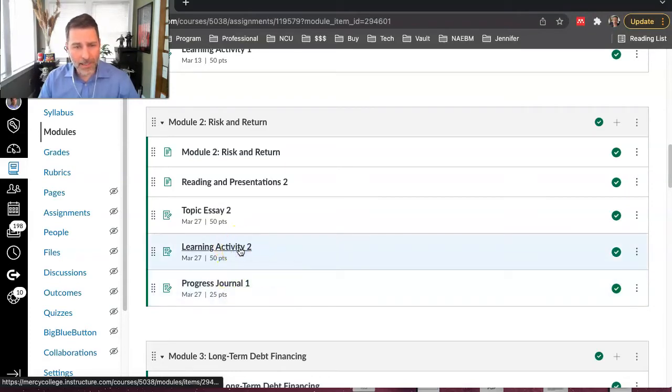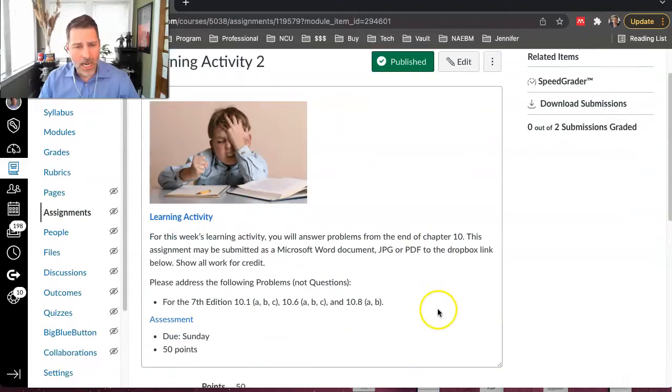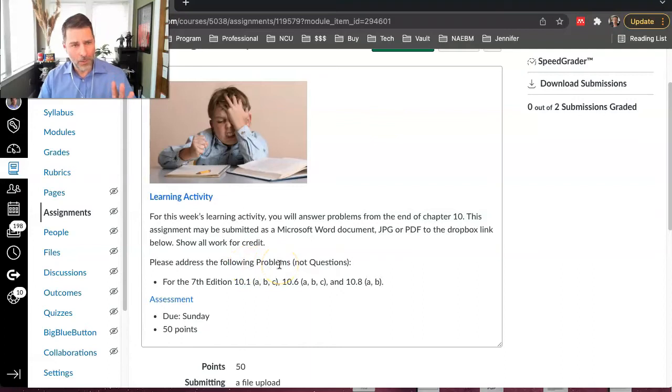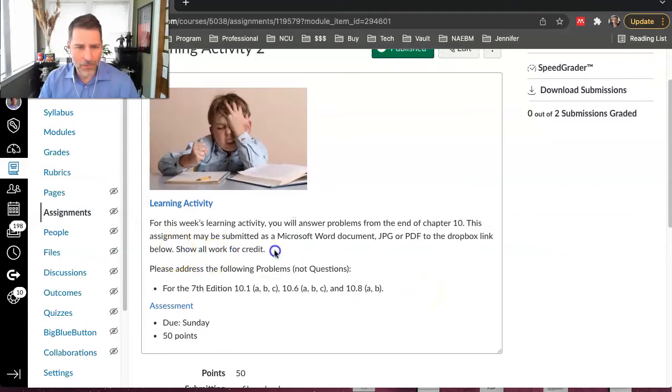With the learning activity this week, let's take a look. All right, so here we go. Please address the following problems, not questions. Okay, so make sure you grab those and you'll be absolutely fine. Show all your work for credit. And remember, showing your work can be a screenshot of a calculator on those weeks that we're using calculators.